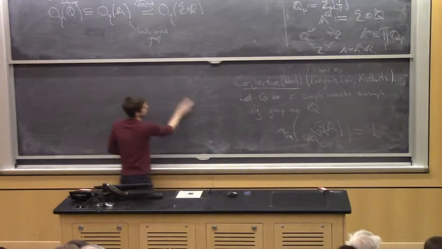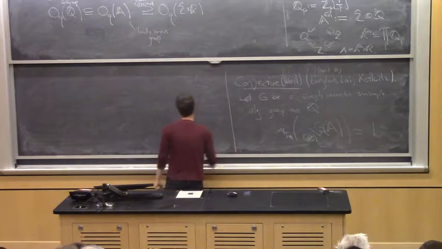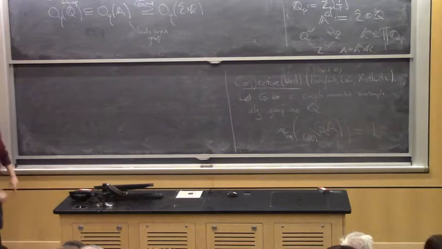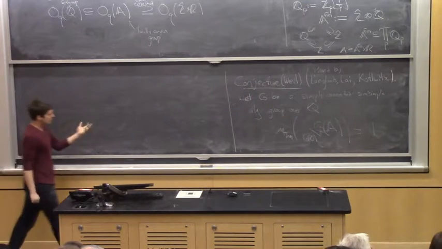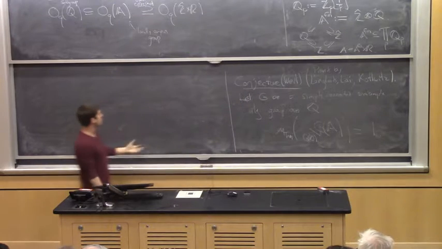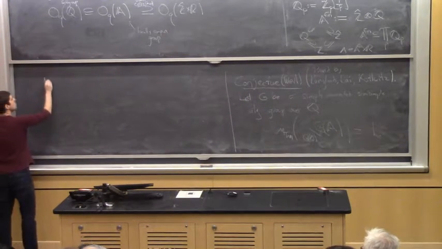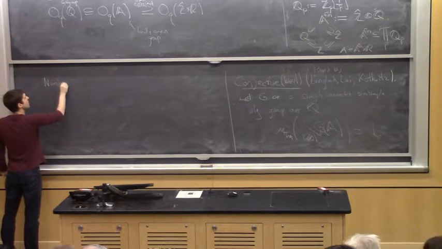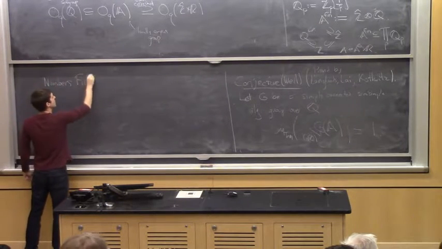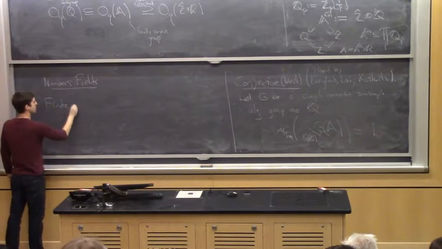So let me tell you now what this series of lectures is going to be about. So this is a statement about an algebraic group over Q. Q is a number field. And in number theory, there's an analogy between number fields. A number field is a field that's a finite extension of Q.